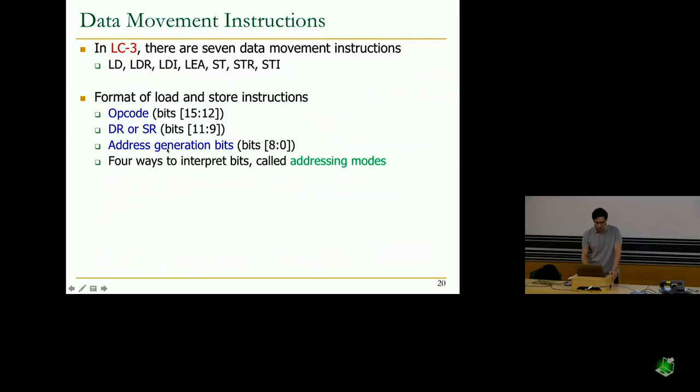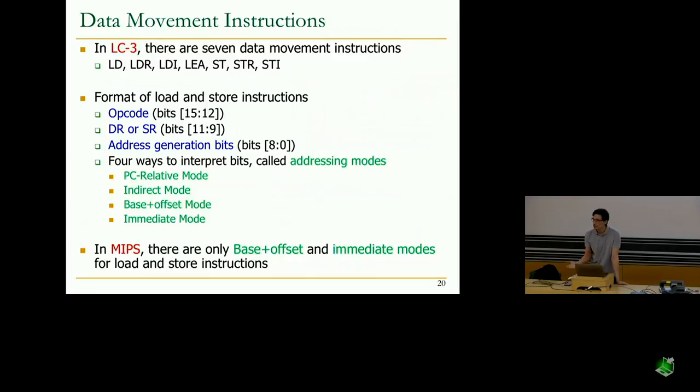And then we have some address generation bits. The way we interpret these address generation bits is called the addressing mode. We already talked about that yesterday. There are several types of addressing mode. We have the PC relative mode, the indirect mode, Base+Offset, which you are already familiar with, and immediate mode, which is something similar to what we have just discussed for the operate instructions.